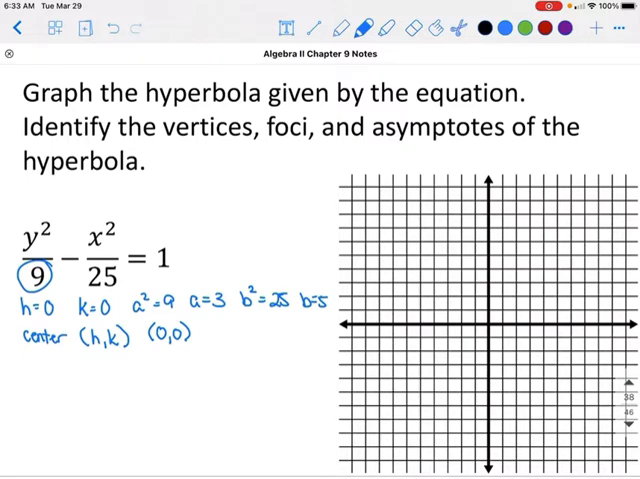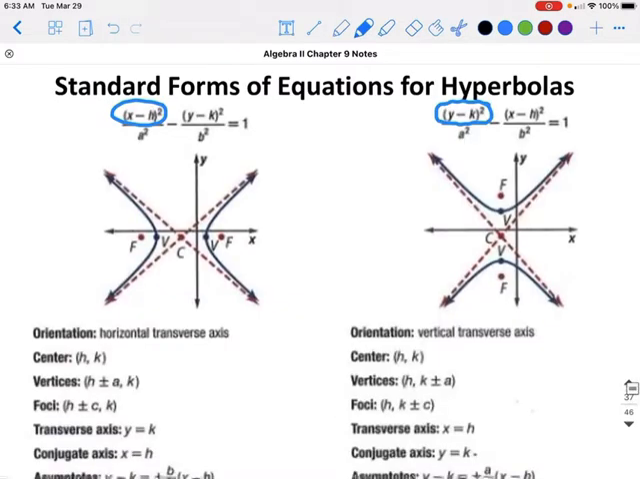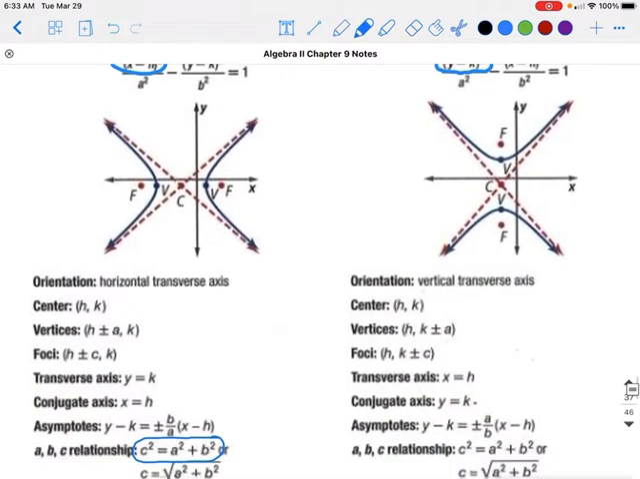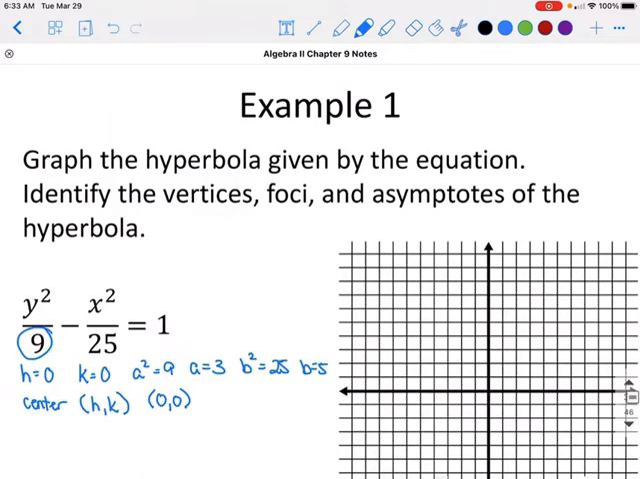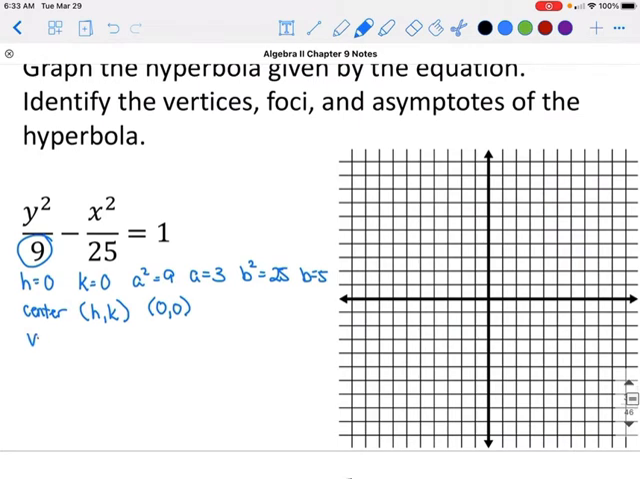Next, we need to find your foci. And if we come back and look at our rules, next we're going to find the vertices. We see that the vertices, because the y comes first, are going to be h and k plus or minus a. So first we're going to do h and k minus a, or 0 minus 3 gives me negative 3. And then h and k plus a, so 0 plus 3 will give me a positive 3.